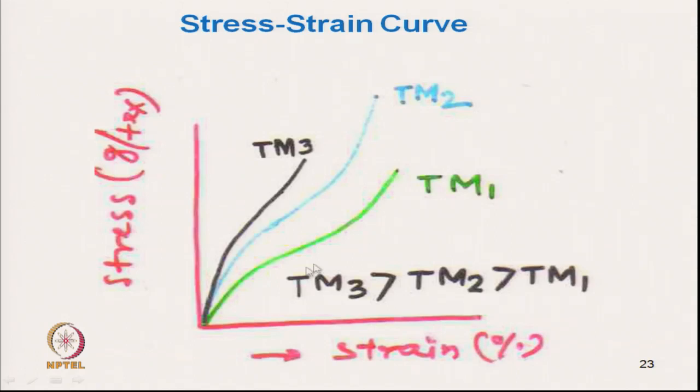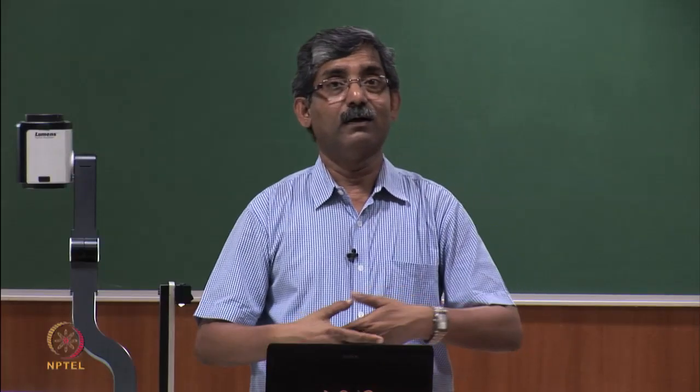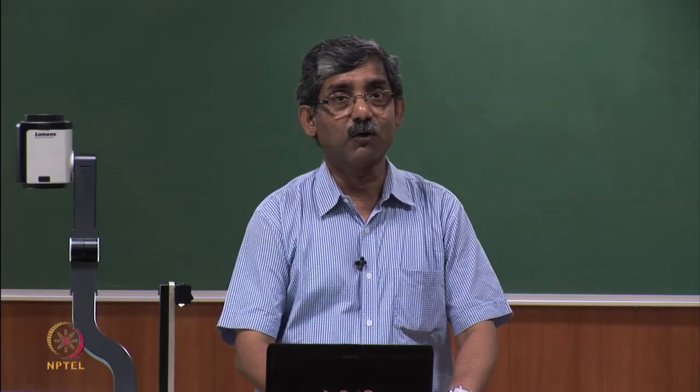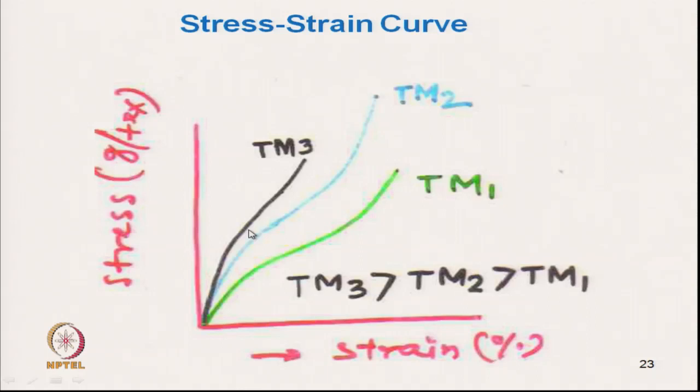As the twist multiplier increases, the yarn becomes stiffer and stiffer. That means the initial modulus is increasing, because the fibers are packed together in a better way. Due to this better packing, the initial modulus increases and the yarn becomes stiffer.